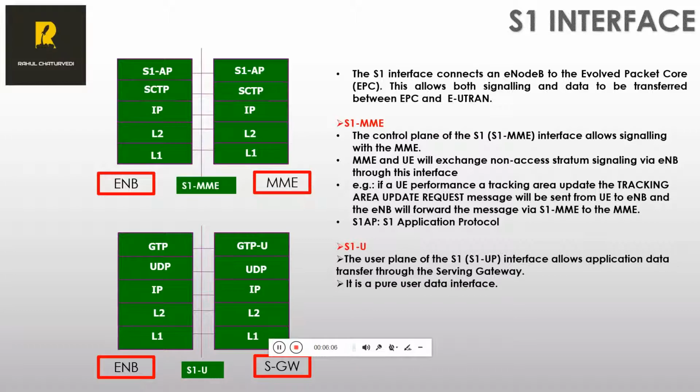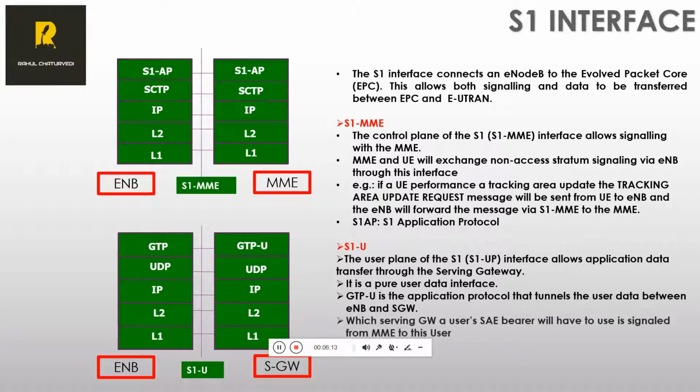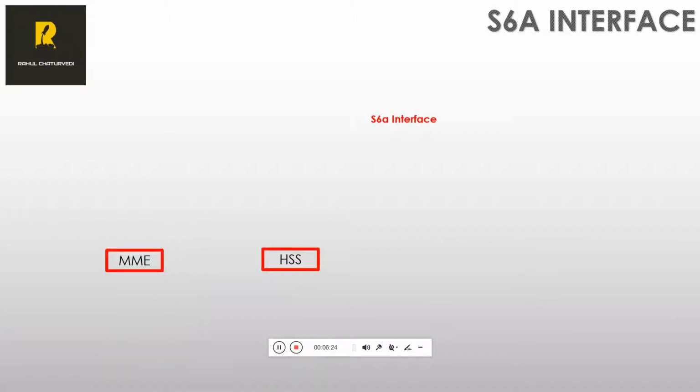It is a pure user data interface. GTP-U is the application protocol that tunnels the user data between the eNodeB and the serving gateway. The user side bearer will have to use a signal from the MME to this user.